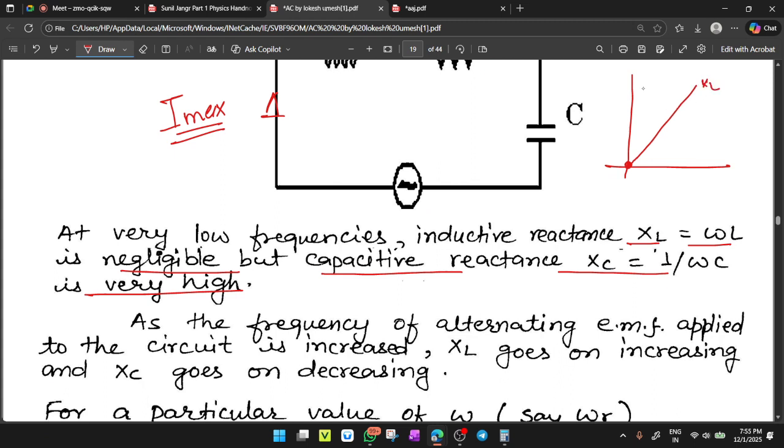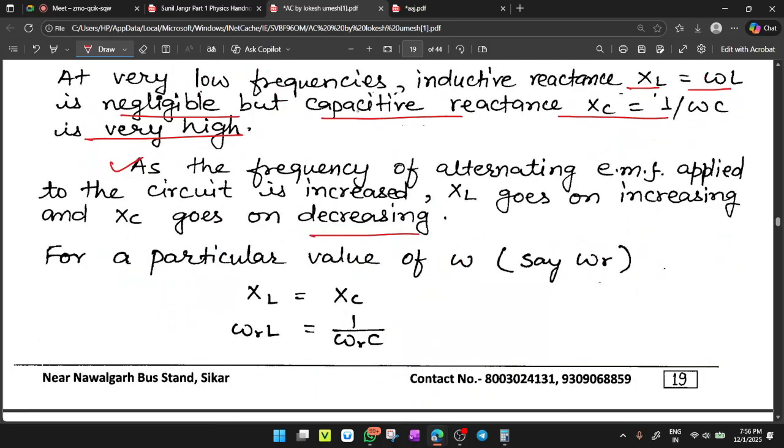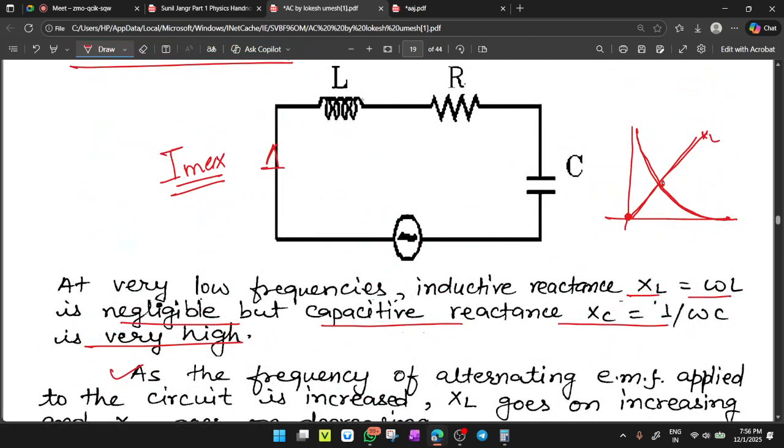XL is increasing, and XC is very high, so it is continuously decreasing. As the frequency of the alternating EMF applied to the circuit is increased, XL goes on increasing and XC goes on decreasing. At a particular angular frequency, say omega R, the linear frequency will be FR.